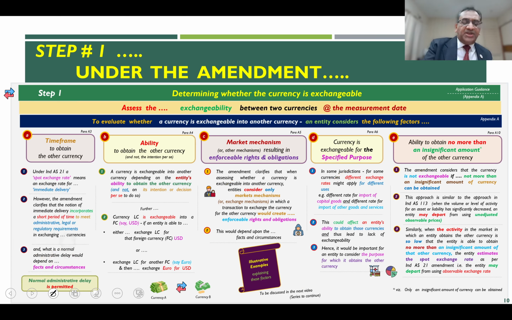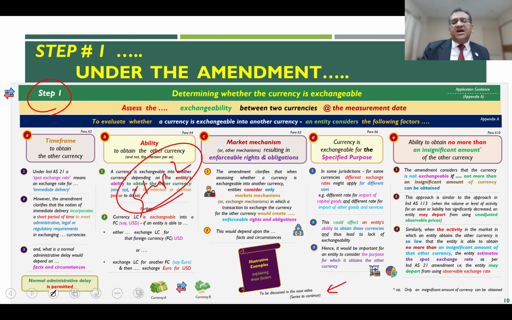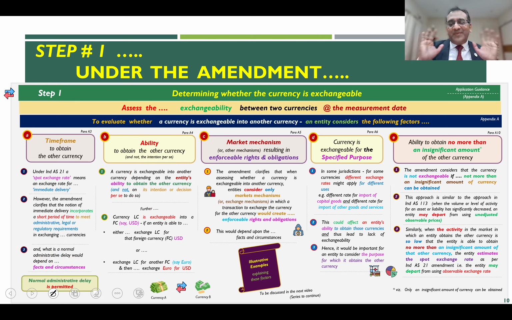So the series will continue. Next week we'll be focusing again on case studies on step 1, and the week after that we will look at step 2 and the illustrative examples related to step 2, and that would complete our entire discussion on this amendment. Of course, I'm just trying to split the video so that it doesn't become too long for all of us to pay attention, and that's why I will take a pause here and stop for today's deliberation.